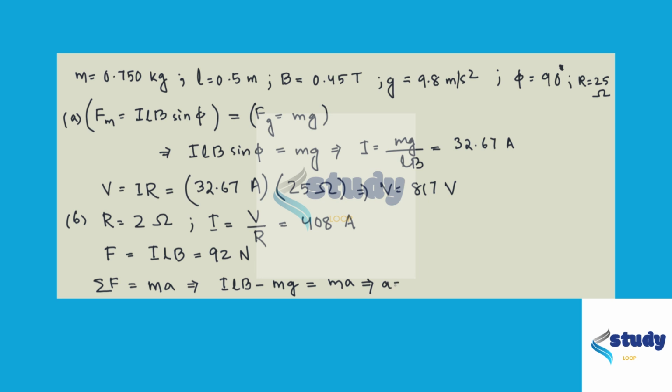This gives acceleration to be equal to F, which is ILB minus mg, over the mass, and we calculate this acceleration to be equal to 113 meters per second squared.